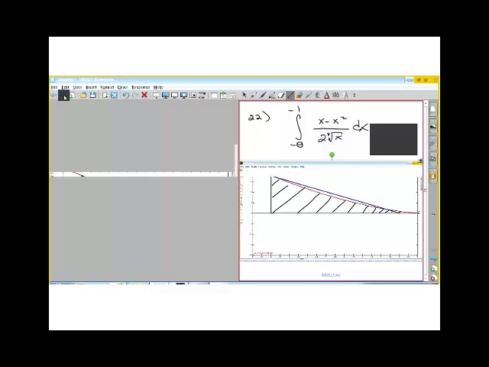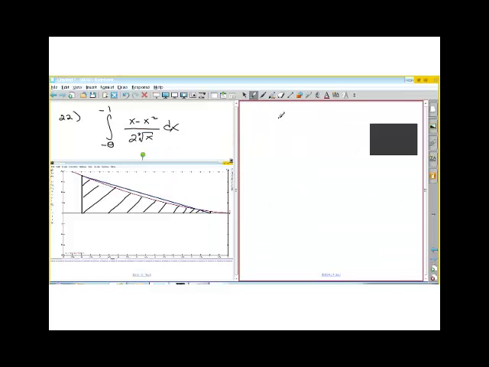So let's just do our little estimate. The area of that triangle is 1/2 the base times the height. The base is 7, and the height is 18. So 18 divided by 2 is 9. 7 times 9 is 63. So let's say the answer should be approximately 63.